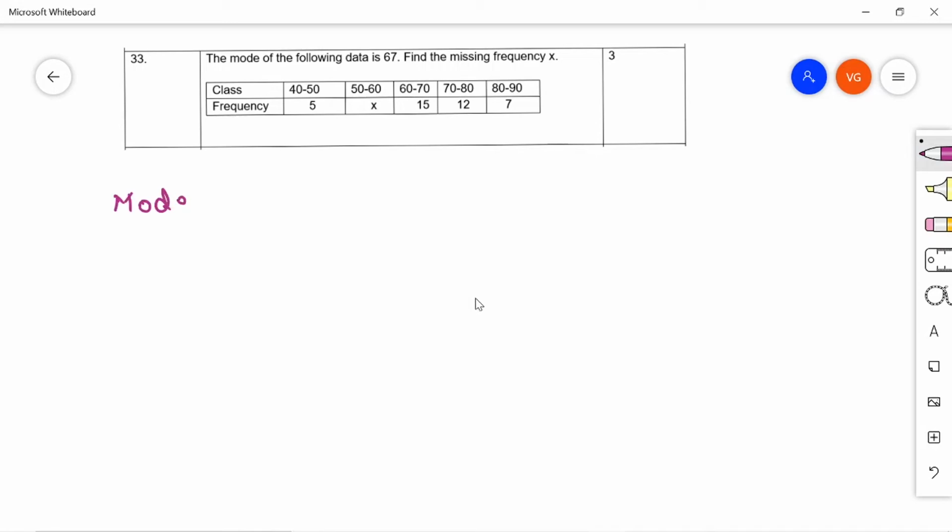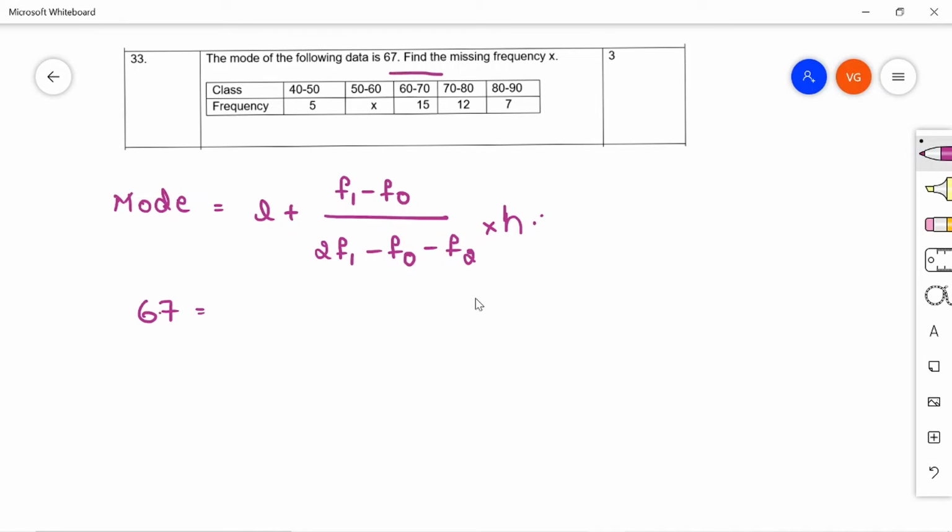Mode is given by the formula L plus (f1 minus f0) divided by (2f1 minus f0 minus f2) into h. Write down the values of these variables L, f1, f0 and all. So you are given that the mode value is 67. So the corresponding modal class is 60 to 70 here.